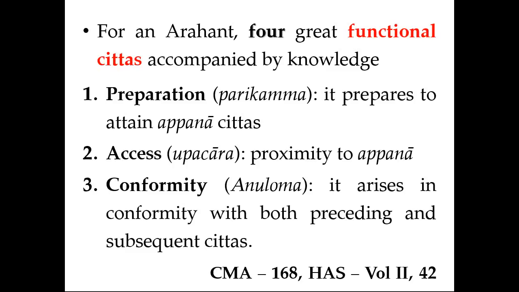Next one is conformity, anuloma. It arises in conformity with both preceding and subsequent chetas. So before conformity cheta, we have access, preparation, and many great wholesome chetas, right? The preceding ones. Then after conformity, there will be another cheta called change of lineage. Then after that, there will be jhana cheta, a lot of jhana chetas, right? But this anuloma or conformity is in line with the preceding chetas as well as the subsequent following chetas, right?